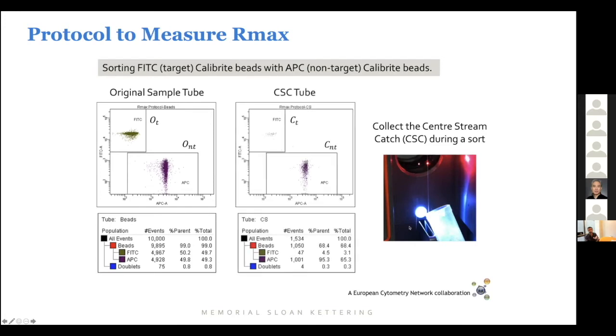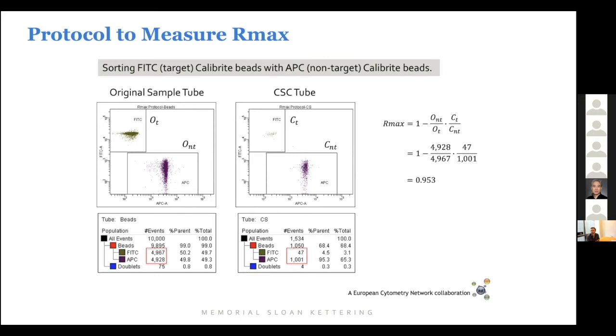And then you reanalyze this on your instrument, and as you can see, again, if you would have perfect recovery, you should see 0 events in the center stream of the target events. You should only see APC beads in this case. So if you see something, it means you haven't recovered everything. And so you plug these numbers into the formula, you do the math, and you end up with something like 0.953, which means that your maximum recovery under these particular conditions is 95.3%, which I have to say, anything between maybe 85 and 95% is pretty good. Means that your instrument is sorting the right drop, or charging the right drop, at the right time.